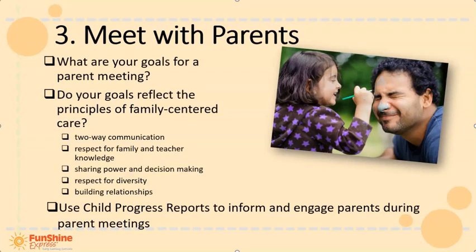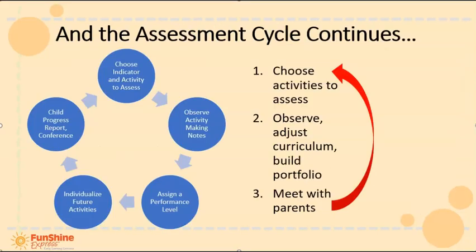The last part of the assessment cycle is meeting with parents. It's up to you how often you meet, but research shows that higher parent engagement in their child's learning leads to more gains and more parent engagement with children at home. Before you meet, think about your goals for the meeting. Use the child progress reports to inform and engage parents during the meeting. After the parent meeting, the assessment cycle officially begins again.